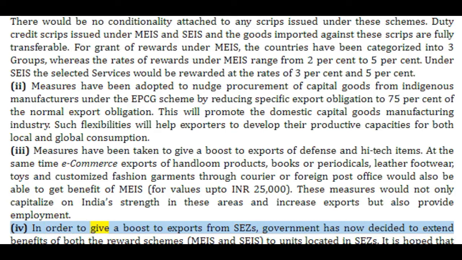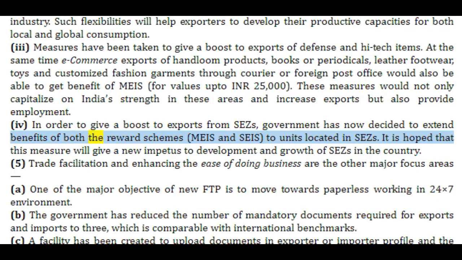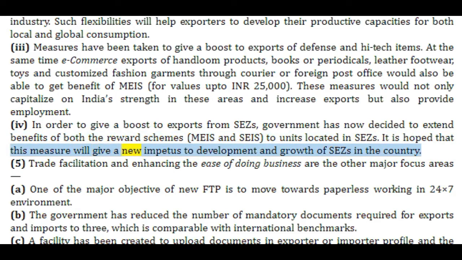4. In order to give a boost to exports from SEZs, the government has now decided to extend benefits of both the reward schemes, MEIS and SEIS, to units located in SEZs. It is hoped that this measure will give a new impetus to development and growth of SEZs in the country.